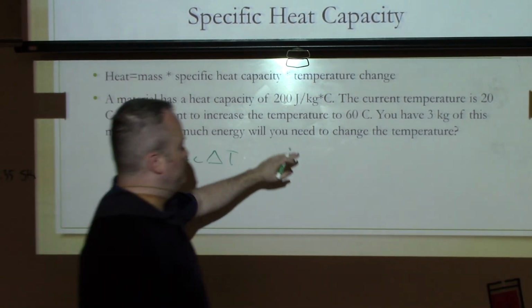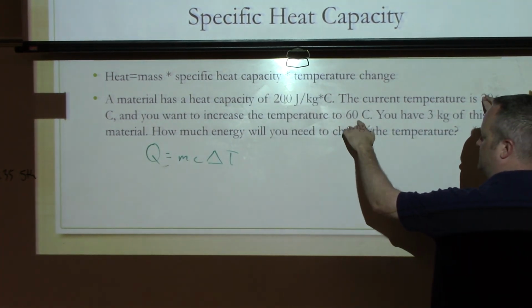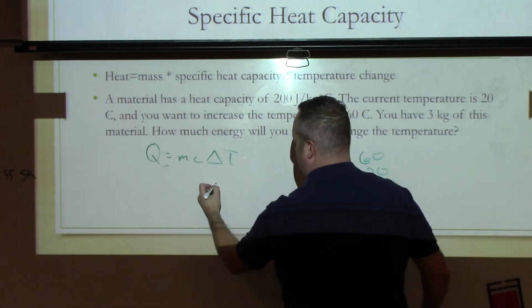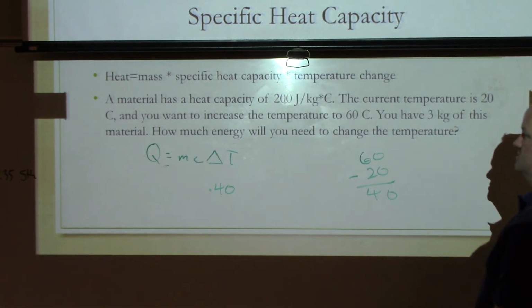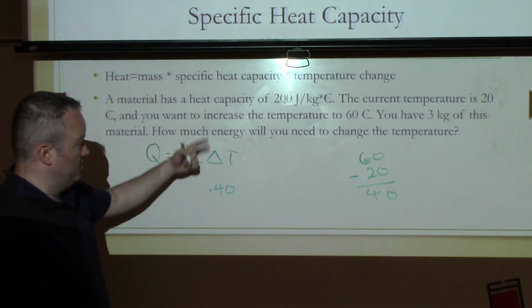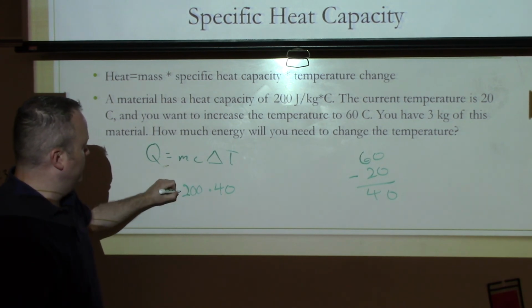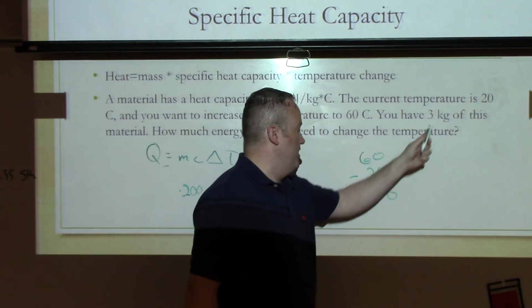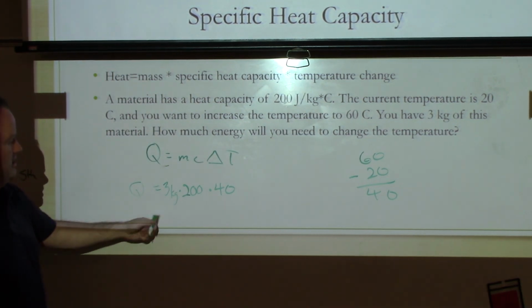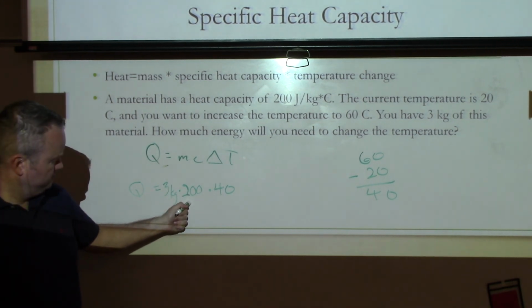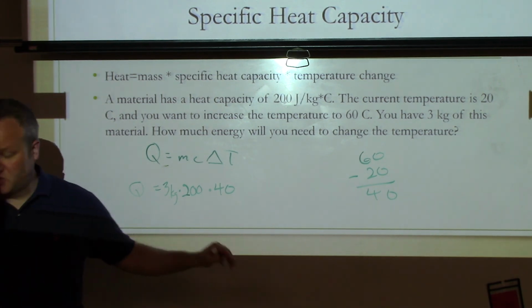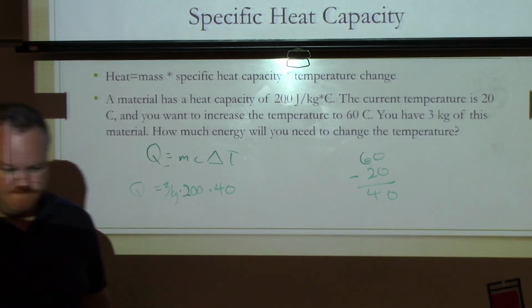So, if the current temperature is 20, and I want it to increase to 60, 60 minus 20 gives me an increase of 40. So delta T here is going to be 40 degrees Celsius. If my heat capacity is 200 joules per kilogram times Celsius, that goes right here. What is my mass? It says 3 kilograms. So all I have to do to find my energy is multiply 3 times 200 times 40. You want to go ahead and do that for me? That's 24,600.